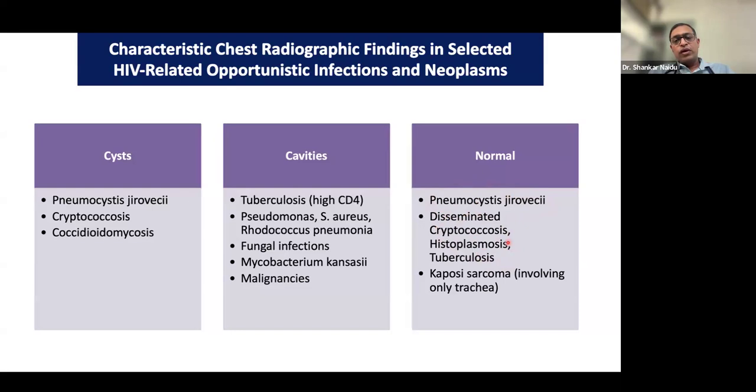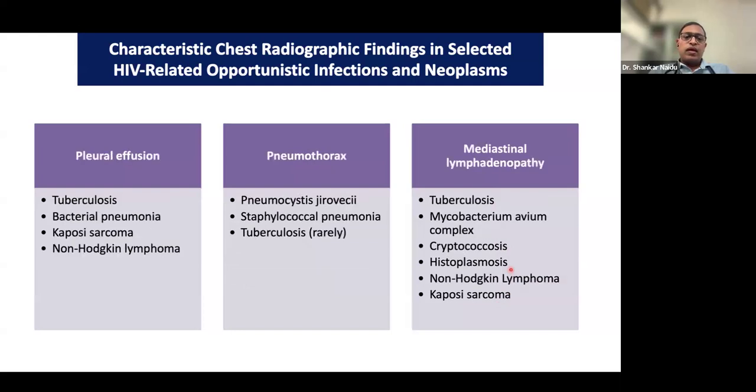X-ray might not be sensitive enough to pick up the small changes happening in disseminated disease. And sometimes Kaposi sarcoma, which is involving only the trachea, the lung X-ray might just appear to be normal. Then if there is a presence of pleural effusion, always think of tuberculosis, then parapneumonic effusions from bacterial pneumonias, then Kaposi sarcoma and lymphomas become rare possibilities.